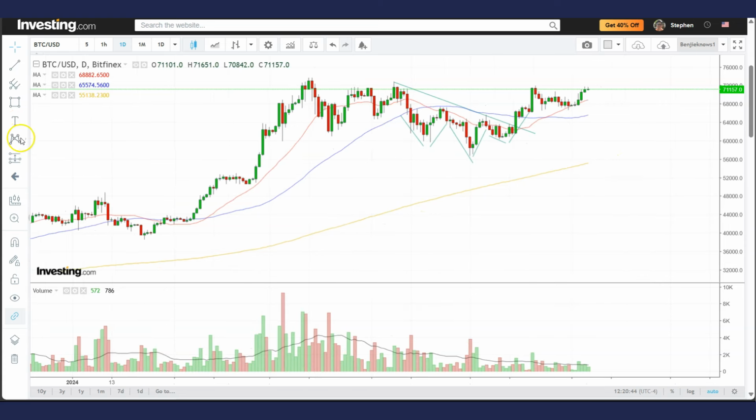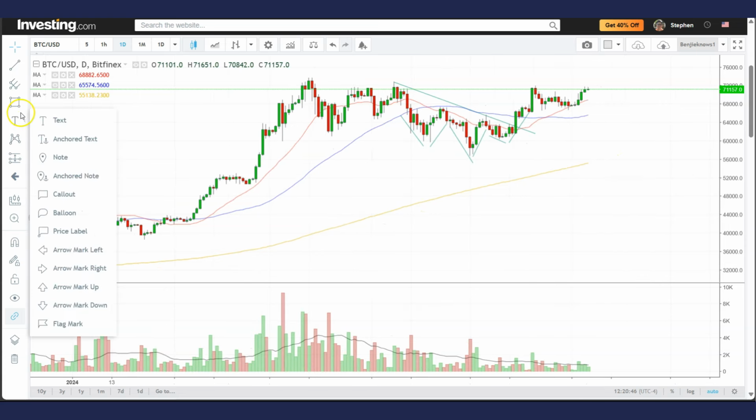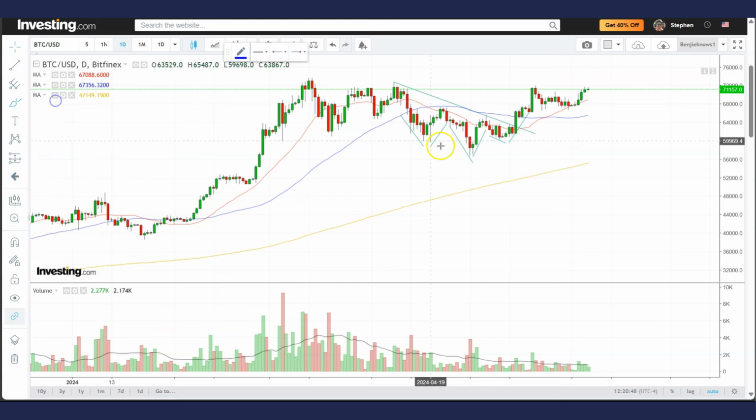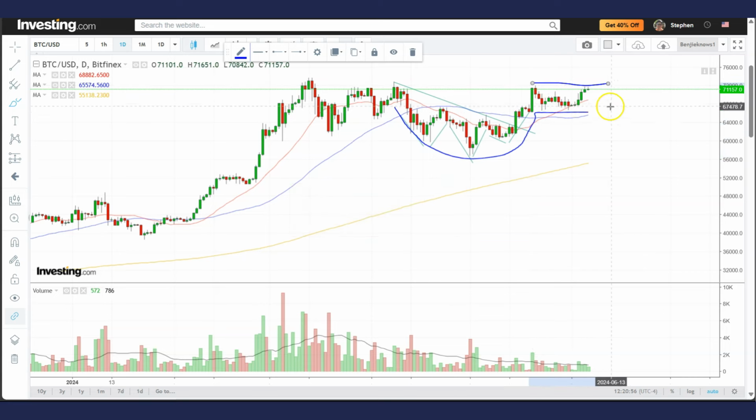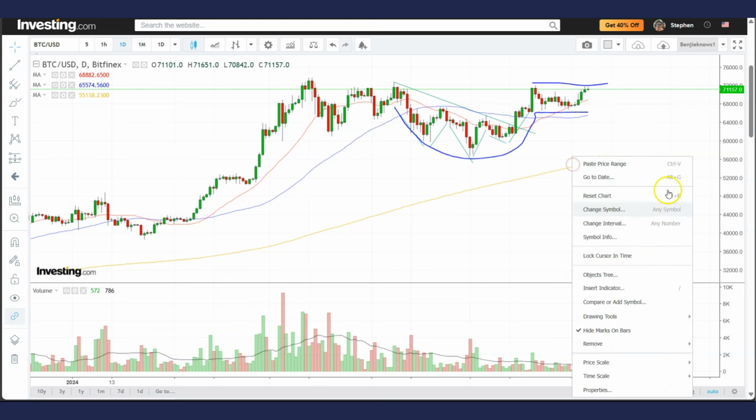And here also, we can see that Bitcoin might also be forming a cup with handle pattern. So we have a pattern within the pattern. Sometimes it does happen. So if Bitcoin breaks above this consolidation here, this is the consolidation, when it breaks out of this, we might see it higher. So here's a bonus for you.